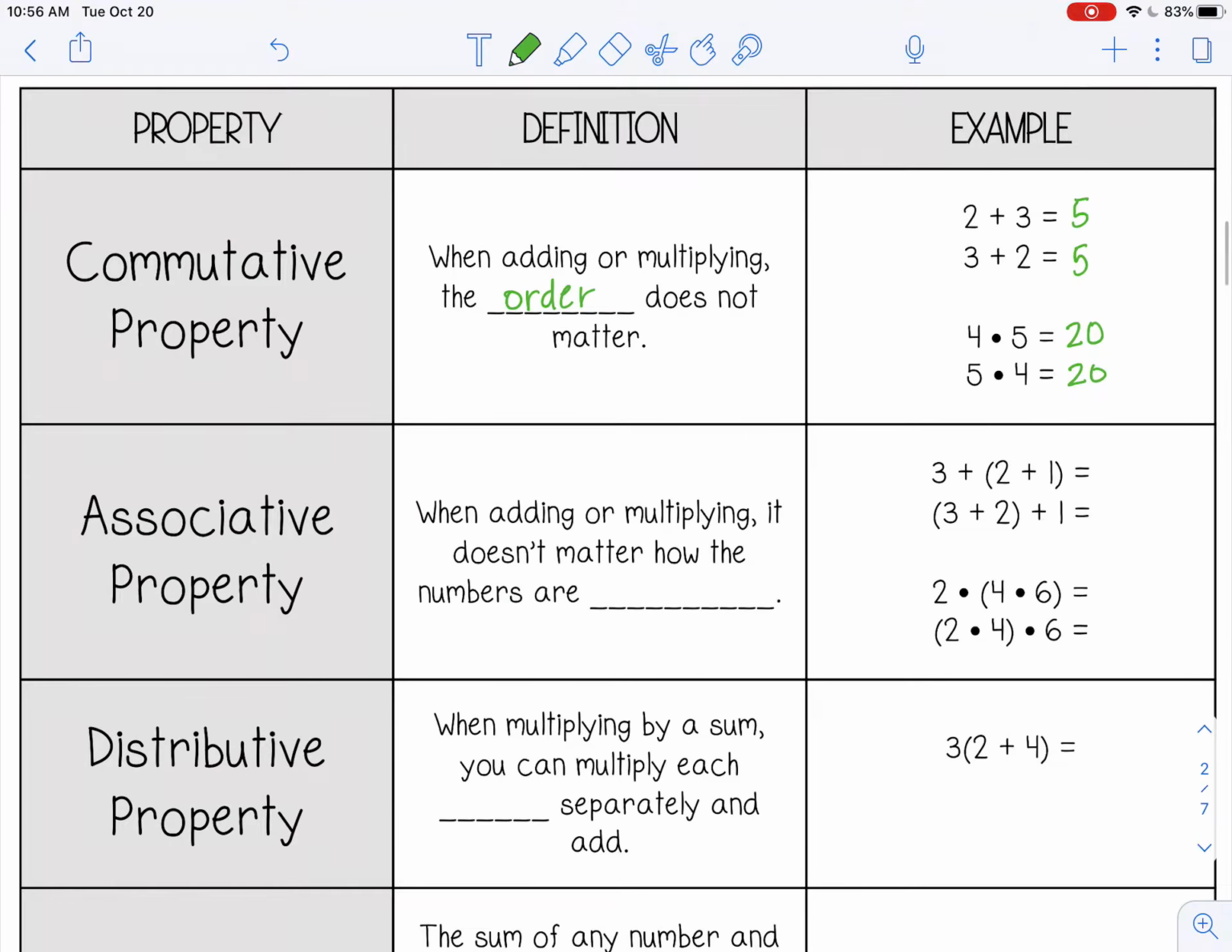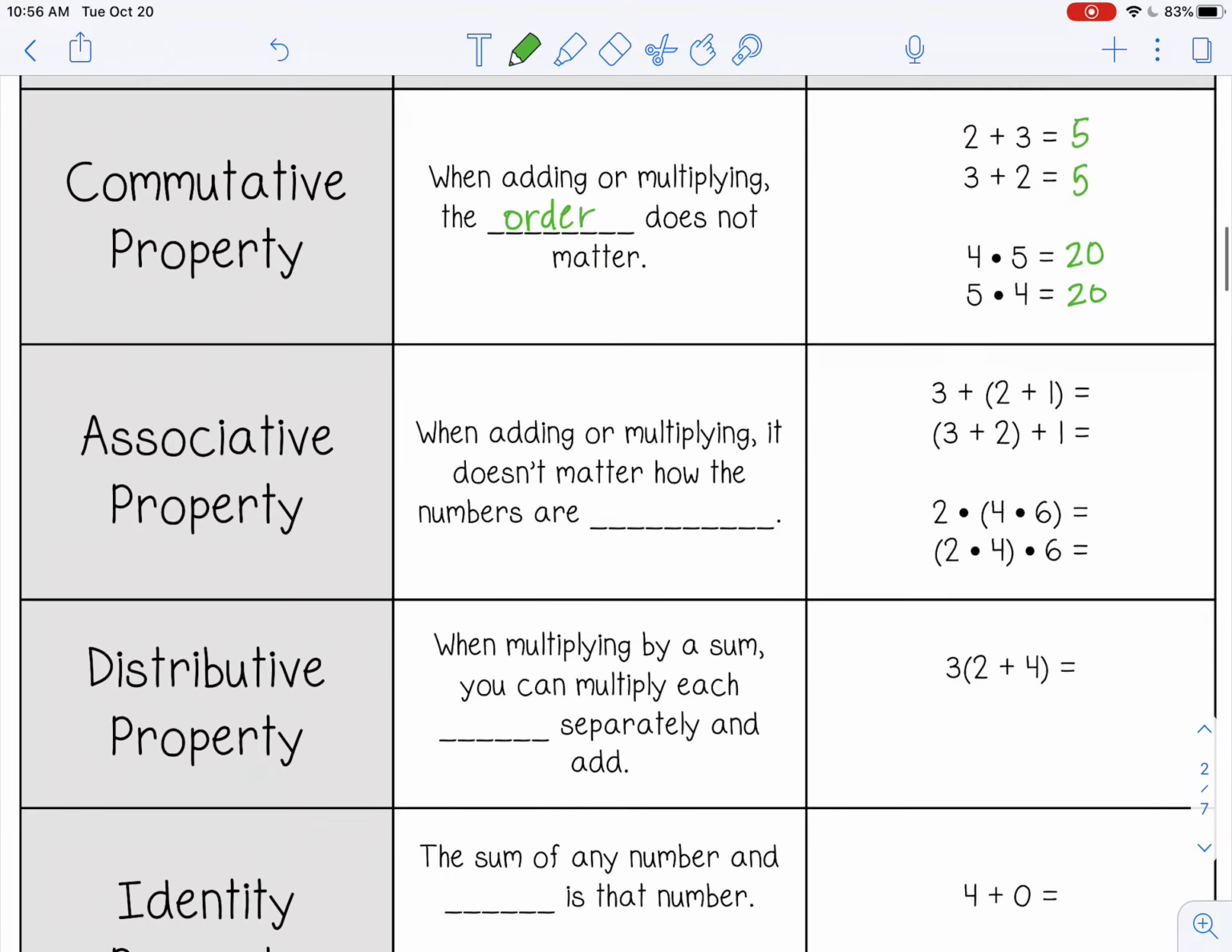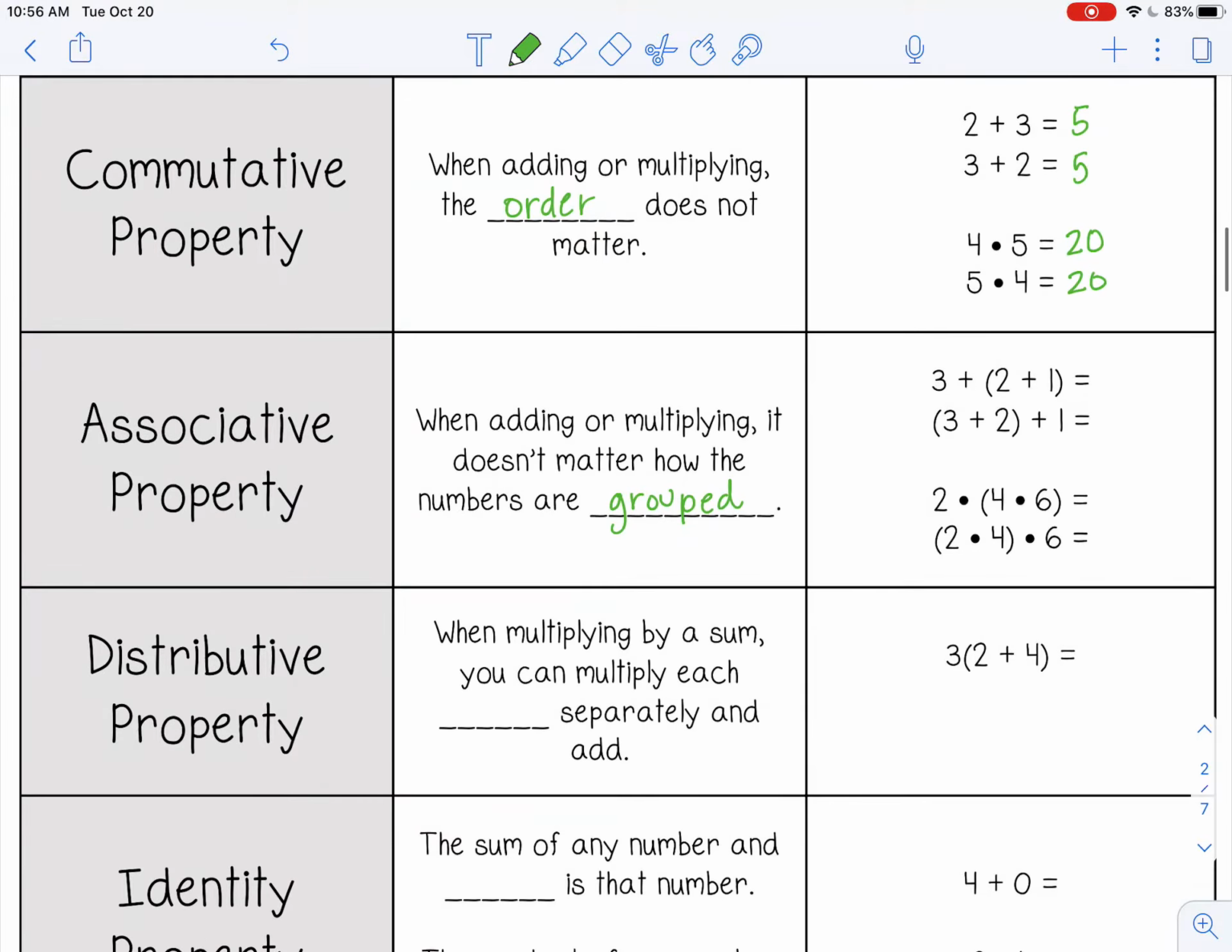Next is the associative property. That means when adding or multiplying, it doesn't matter how the numbers are grouped. And think like an association is a group. So for example, 3 plus parentheses 2 plus 1 would give you 6. And 3 plus 2, that's 5, plus 1 would also give you 6. So the numbers that are grouped together, it doesn't change the final sum.